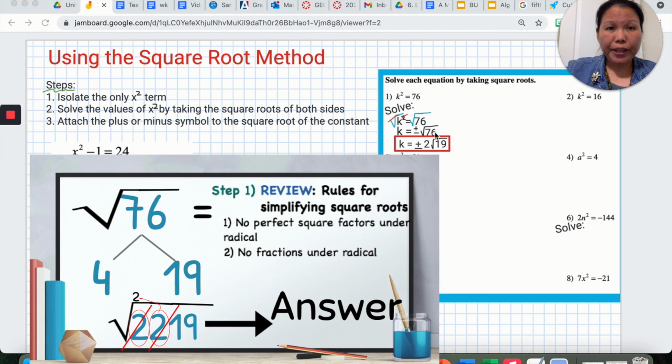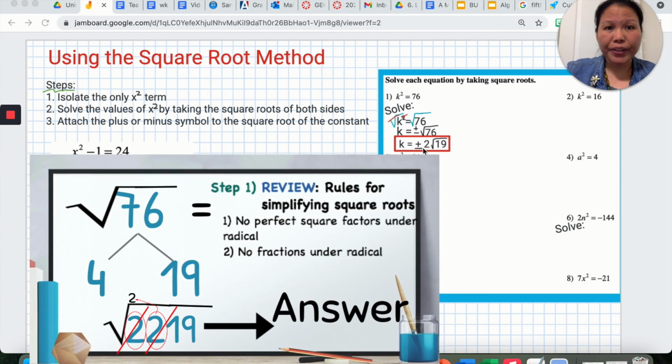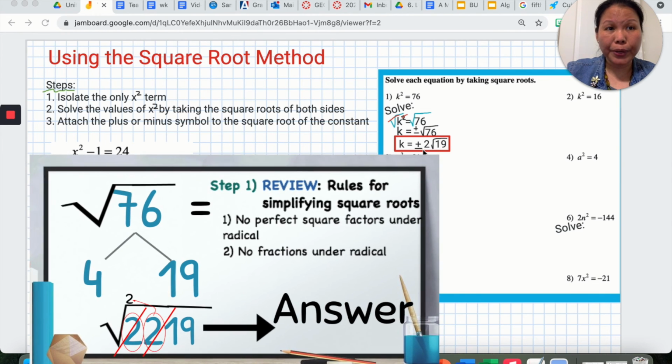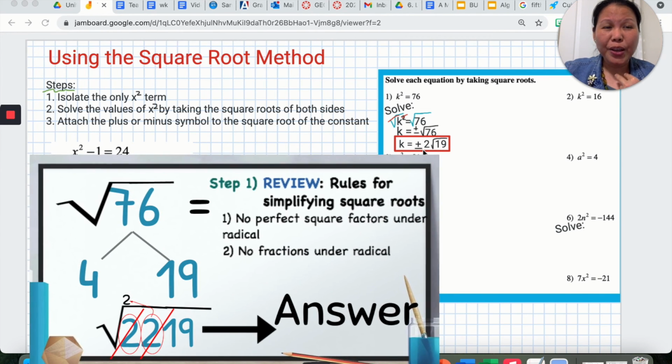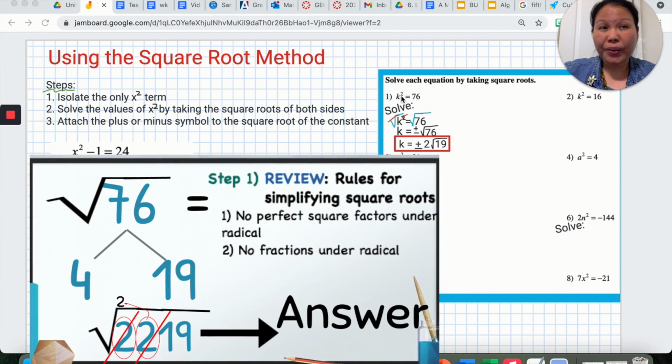When we simplify the square root of 76, we get 2 square root of 19. There's a plus or minus in front. That means I get 2 answers. You usually get 2 answers when you have the square on the variable.